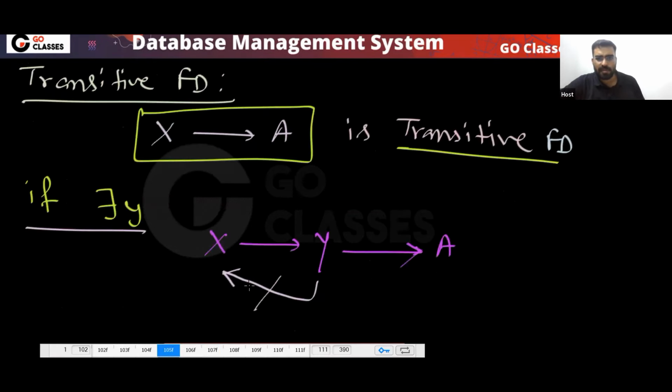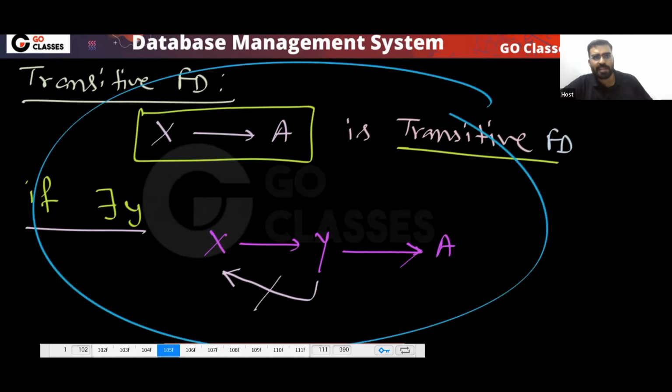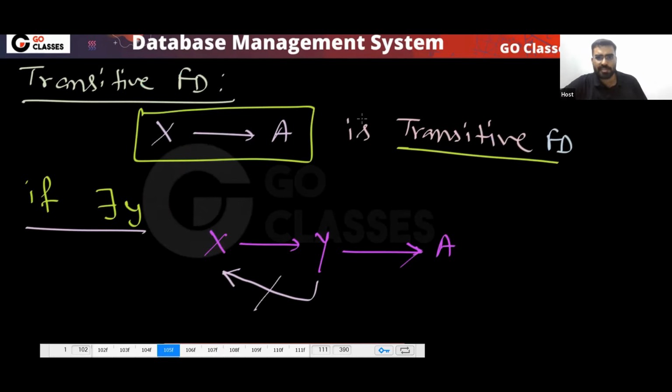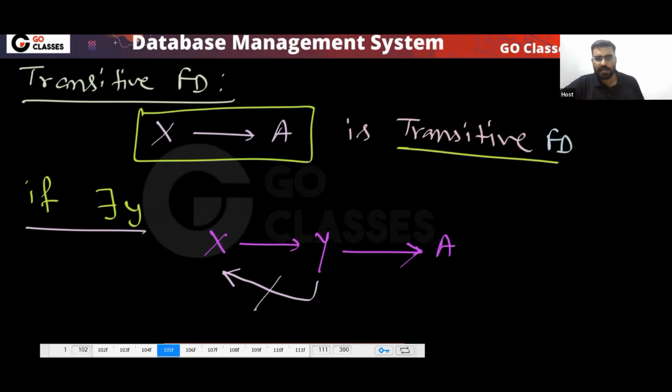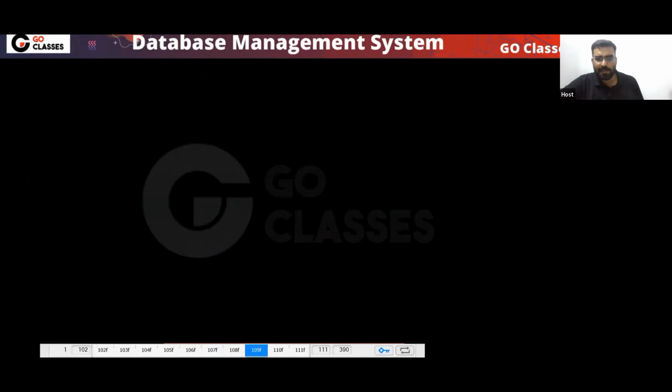This is not part of the definition, because I can say from this definition you can imply this. Correct or not? Okay, is this clear? This is the complete definition. Did you understand the transitive FD definition? Let's take an example. With an example, this concept will become more clear.